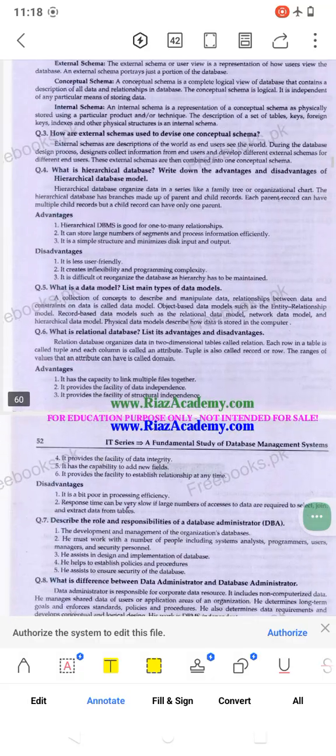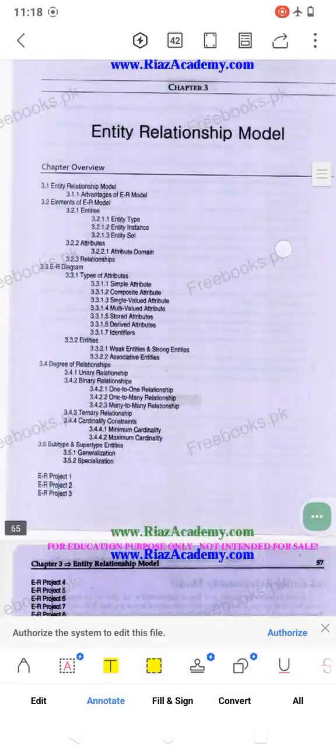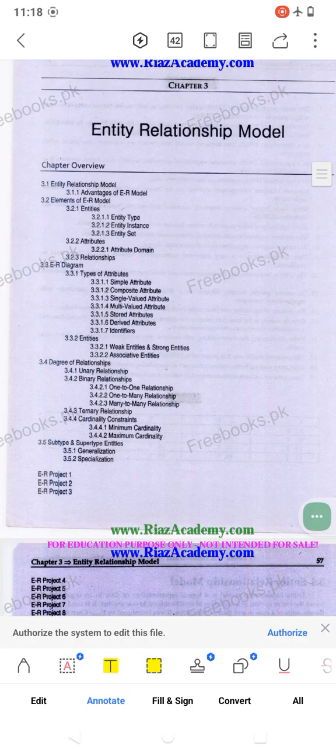Okay, next class we shall discuss chapter 3, that is the ER model. You already went through the ER model deeply in the previous semester course, that is DBMS. Okay, we shall just quickly revise that topic in the next lecture.